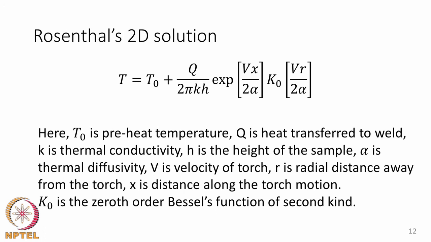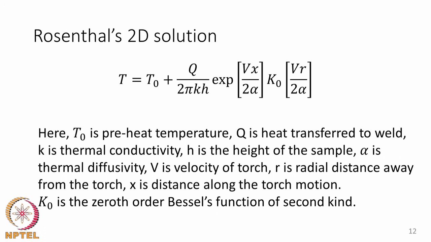What are Bessel functions? We will come to it in a moment, and the various terms that are given in this expression are listed here. T0 is the preheat temperature, Q is the amount of heat transferred to the weld. That means that we have to also take into account the efficiency with which the heat is being transferred to the base material to arrive at the value of Q. K is the thermal conductivity, H is the height of the sample. So, which means that we are going to take it for a plate. So, what is the plate thickness that is going to go into the expression.